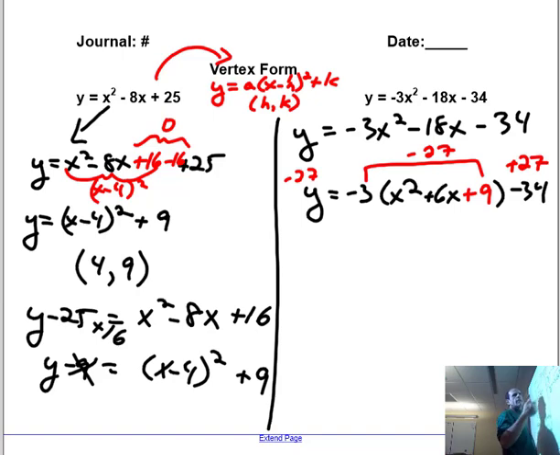All right, let me just finish this one, then we'll go ahead and multiply it out. So this becomes y is equal to -3 times x plus 3 times x plus 3. You agree? And then -34 plus 27 is -7.